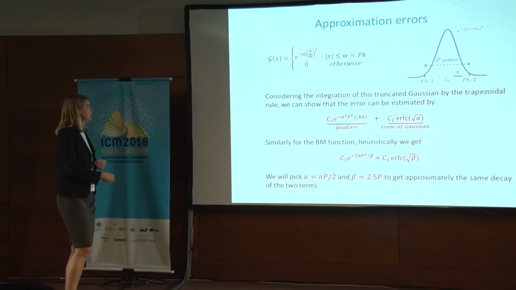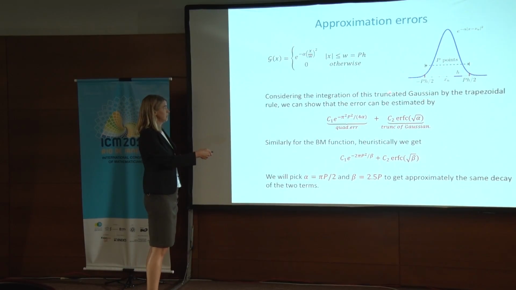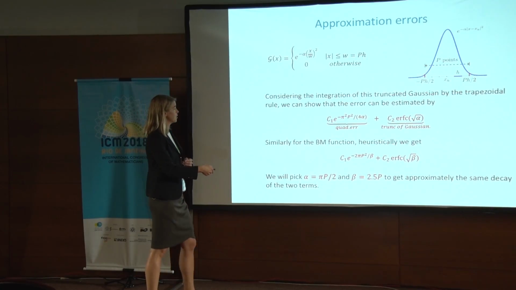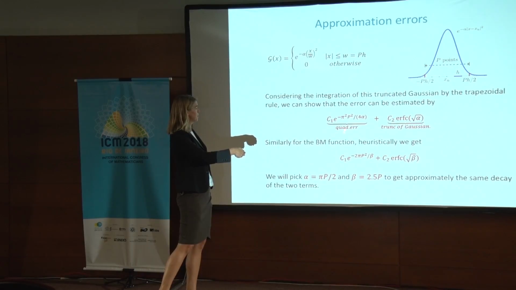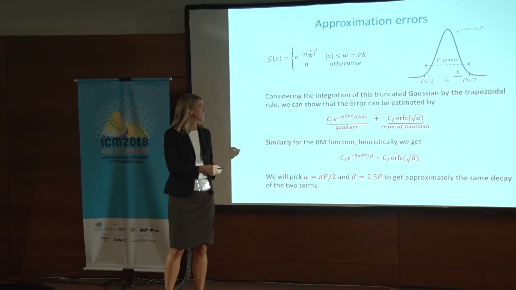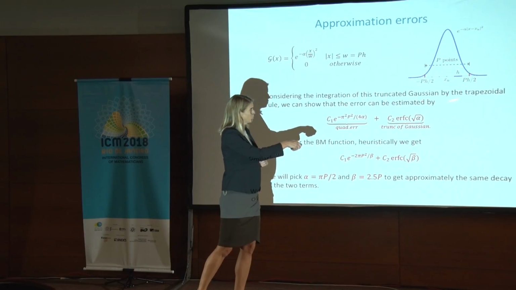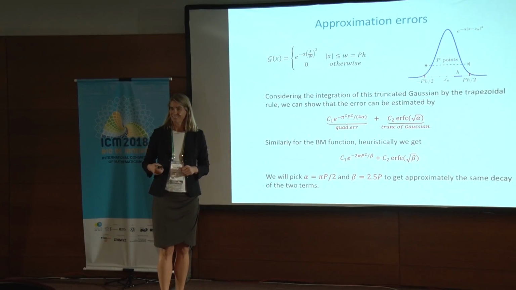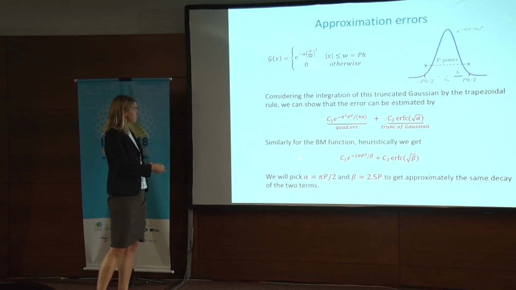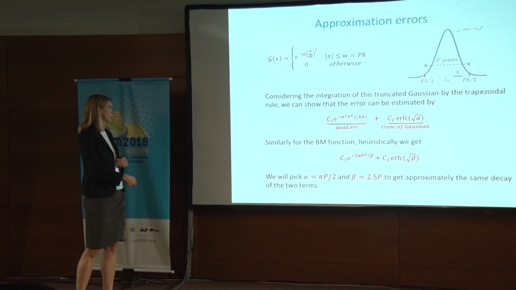Then we have our approximation errors that come from the selection of window functions. If you integrate this by a trapezoidal rule and look at what the error will be, we get 2 terms. The first we call the quadrature error, which is how well the Gaussian is resolved on the grid. The other is how much mass we chopped off at the ends by truncating it, so it's 2 parts. For the Barnett-Magland function, so far we haven't been able to derive a similar estimate, but we can see that it follows the same kind of form.